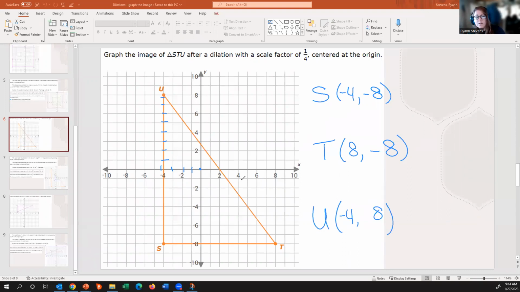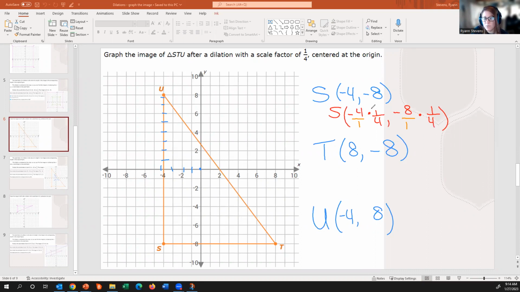Once we have all of our coordinates, then we can look at the scale factor. We can multiply each one of those points by the scale factor. So S, we're going to say -4 times 1/4. And then we have -8 times 1/4. And remember, with these whole numbers, we can actually write these as fractions. So -4, I'm going to write that over 1, and -8, I'm going to write that over 1 as well.